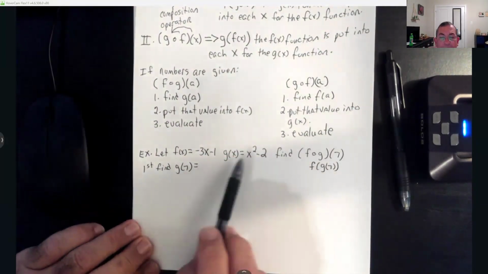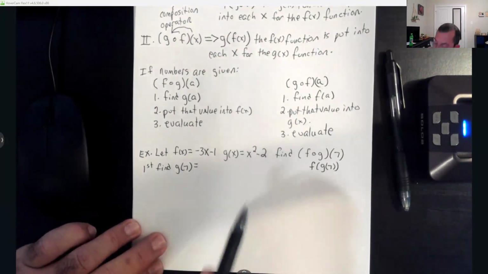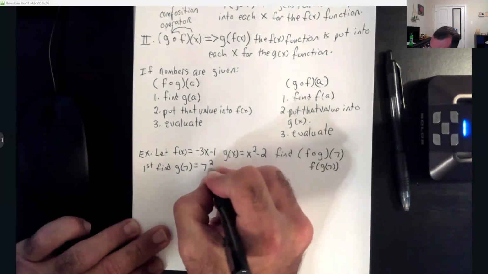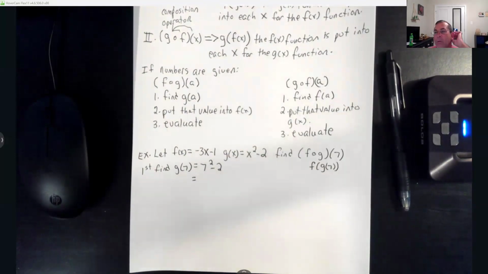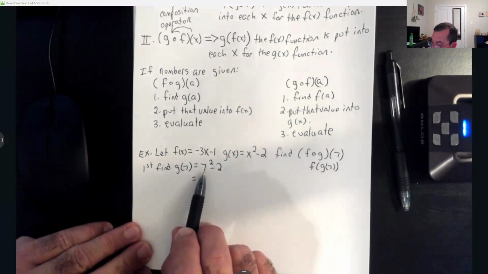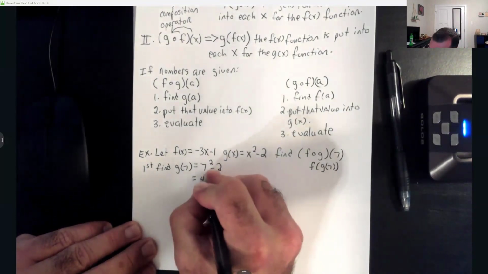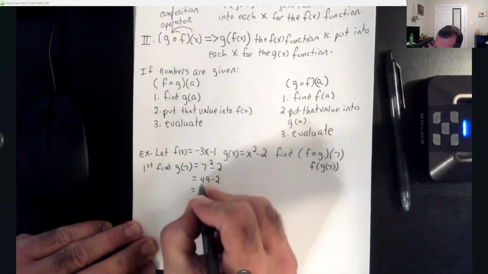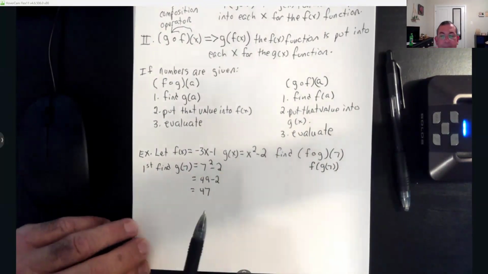So y'all, to find g of 7, we're going to put a 7 in for that x on the g function. So that'll give us 7 squared minus 2. All right, so we would work that following order of operations. 7 squared is what, 49? Minus 2. And then 49 minus 2 is 47.